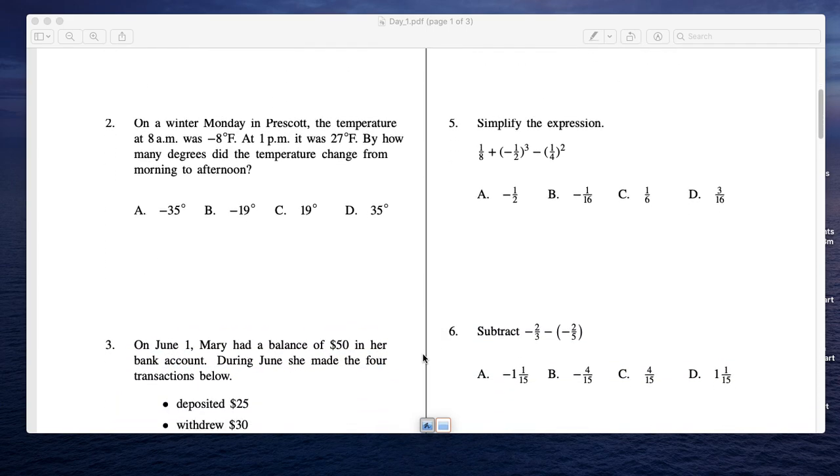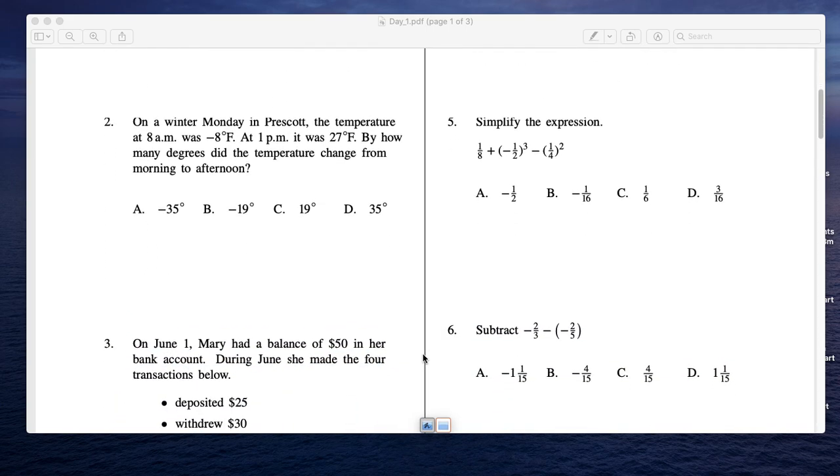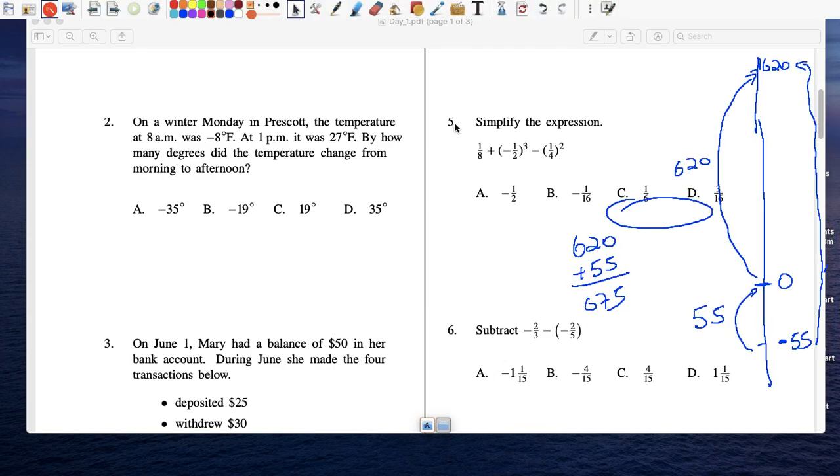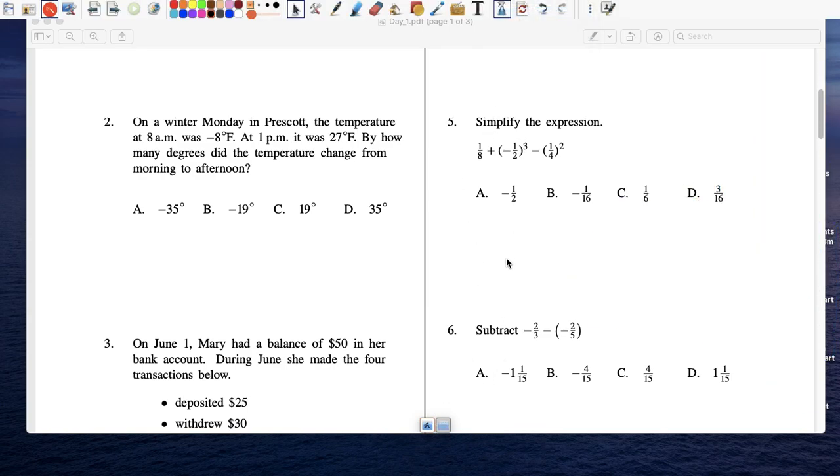5, simplify the expression. Okay, so this is literally a calculator problem. I don't think you'll see too many of these. So if you have a calculator in your hand, I would definitely practice that. All right, so what do we have here? 1/8.